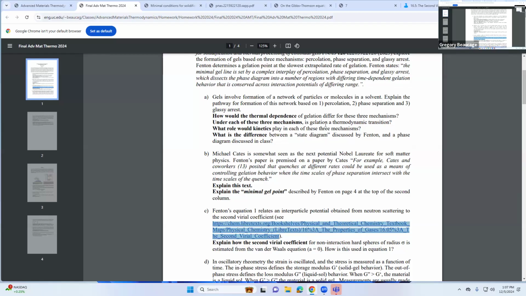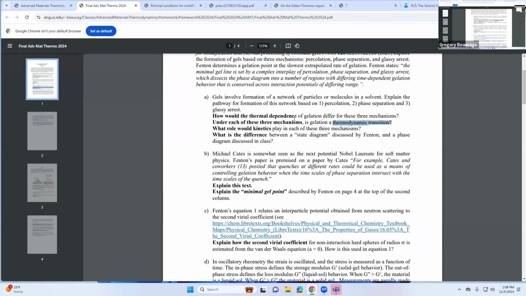For each of these three mechanisms, is gelation a thermodynamic transition? Then I think you have to say what a thermodynamic transition is. You can say there's some difference in a quantity that you can talk about. Here the quantity is a kinetic quantity, like the viscosity, so that's not exactly a thermodynamic transition. If the viscosity defines it, then it's not thermodynamic. If it's governed by the phase separation, then it's thermodynamic. And the percolation is just a structural thing.